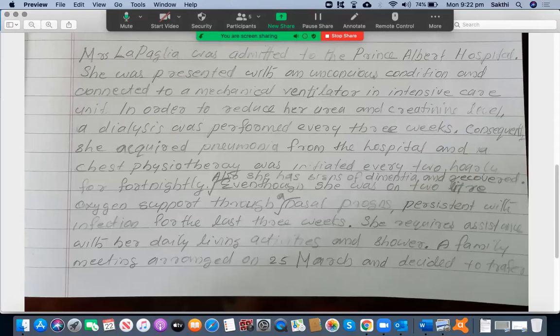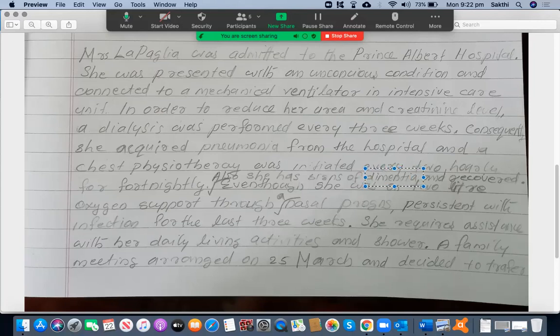Next. Consequently, she acquired pneumonia from the hospital, and a chest physiotherapy was initiated every 2 hourly. Okay, or fortnightly. Okay, all right. Also, she has signs of, okay, or she has signs of dementia.